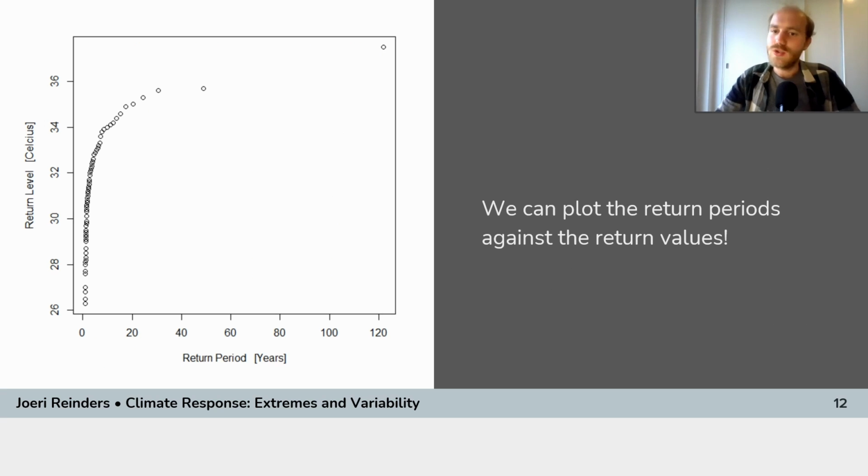So we can use that to make a plot that looks something like this, where on the y-axis you have the return values, and on the x-axis the return periods that are associated with them. What you could do next is, for example, draw a line through this, or a fitted curve or something, and then look for other return periods for which we don't have data, what the return value is, or the other way around. So these are very useful plots, and we'll look at a bunch more of those throughout this day.